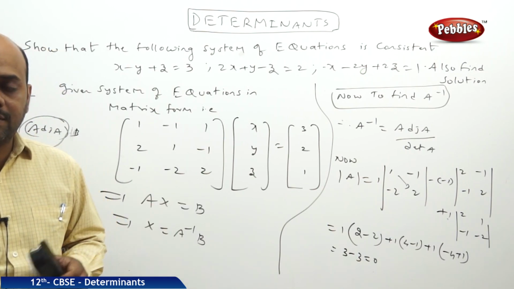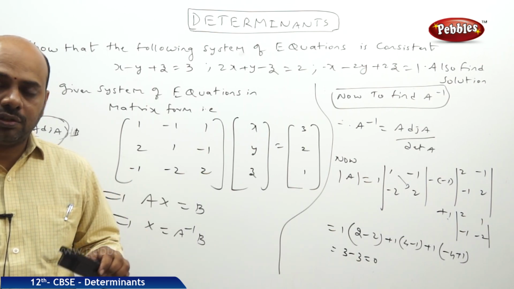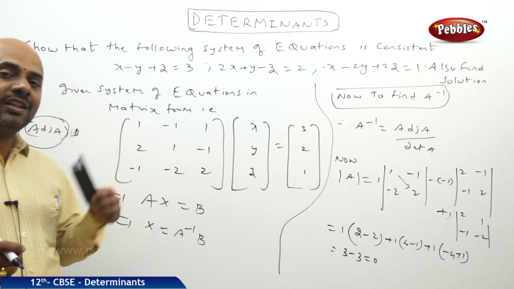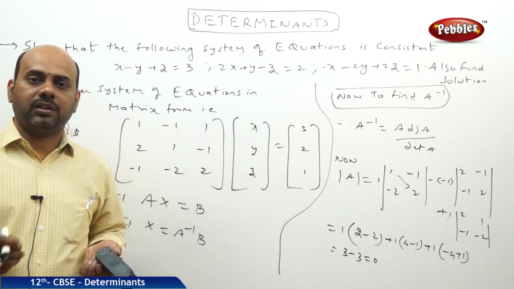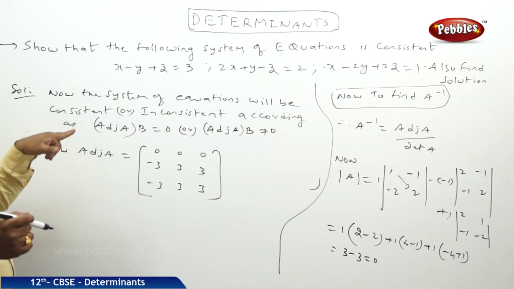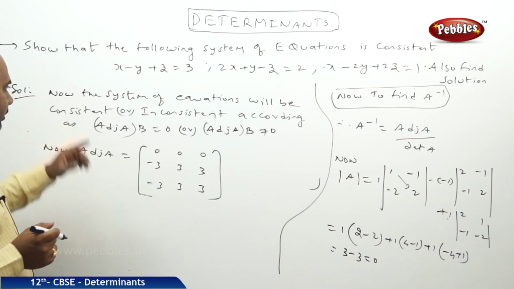But in earlier classes, we discussed how to find adjoint A. Now I will be writing directly our adjoint A, and then I will be multiplying with the matrix capital B. After finding the determinant just now, we need to write this particular thing in our answer sheet, in our examination sheet.